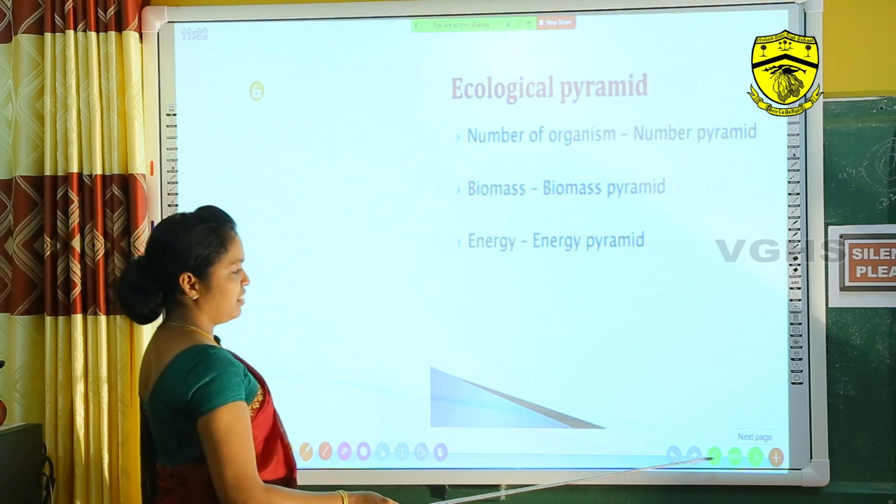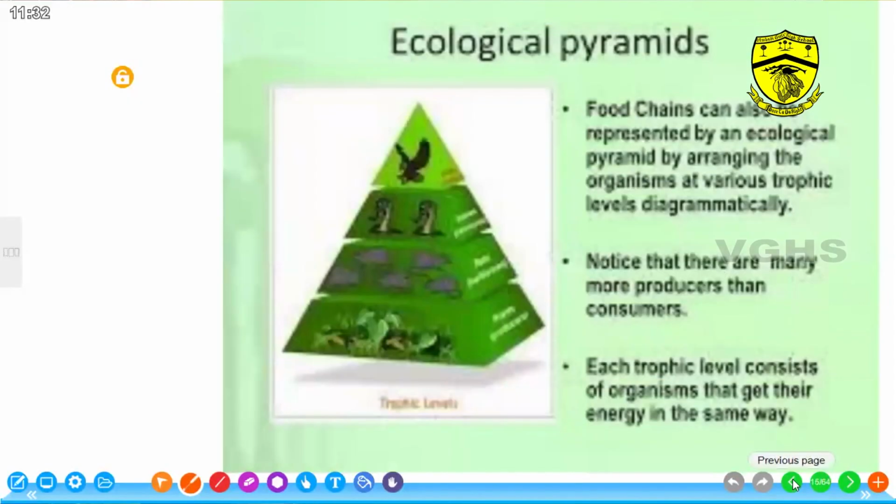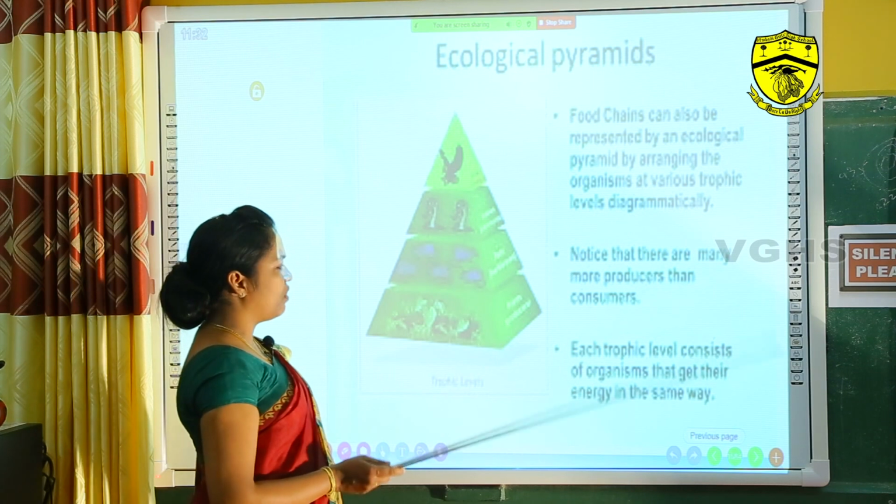And next you know the ecological pyramids. You must remember the definition for it. Food chains can also be represented by an ecological pyramid, by arranging the organisms at various trophic levels. This is called an ecological pyramid.